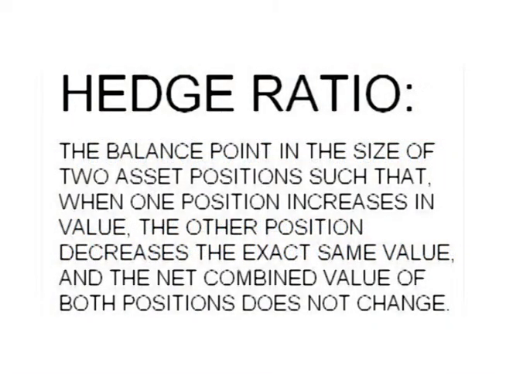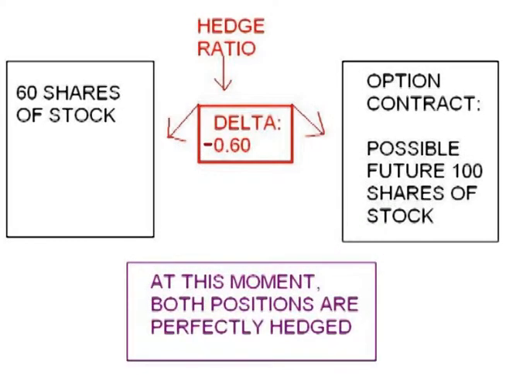I also mentioned in the last video that the delta is the hedge ratio. Let's look at an example. Let's say that a trader has 300 shares of stock and he is worried that the price of the stock may drop. Therefore, the trader buys 5 put options that have a delta of negative 0.6. At this point, he is delta hedged.